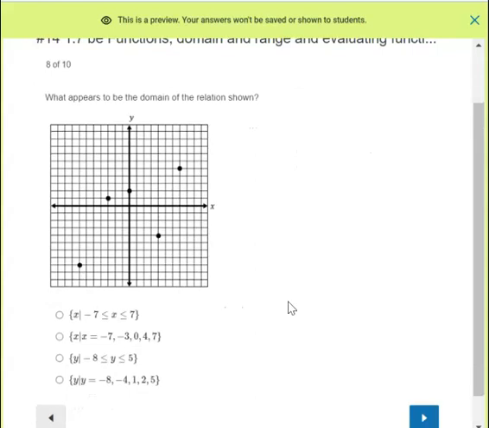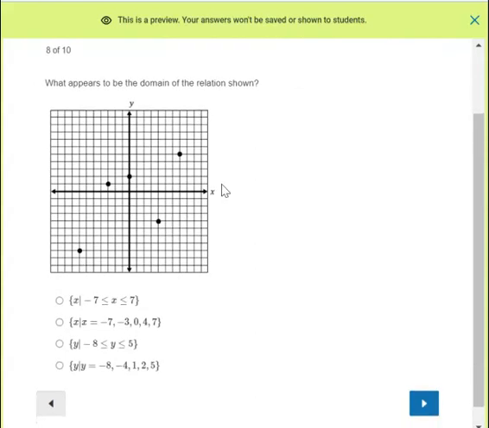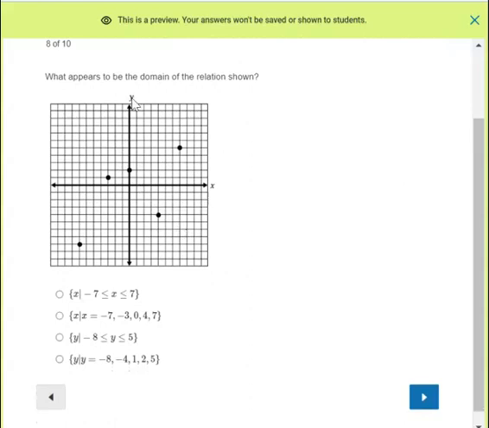Alright, what appears to be the domain of the relation shown? I have a graph, so for the domain, we're going to use the x-axis to measure each coordinate. So the x-coordinate for this is negative 7. The x-coordinate here is negative 3. The x-coordinate here is 0. Negative 7, negative 3, 0, 4, and then 7. This one. Make sure that it says x because it's asking for the domain.